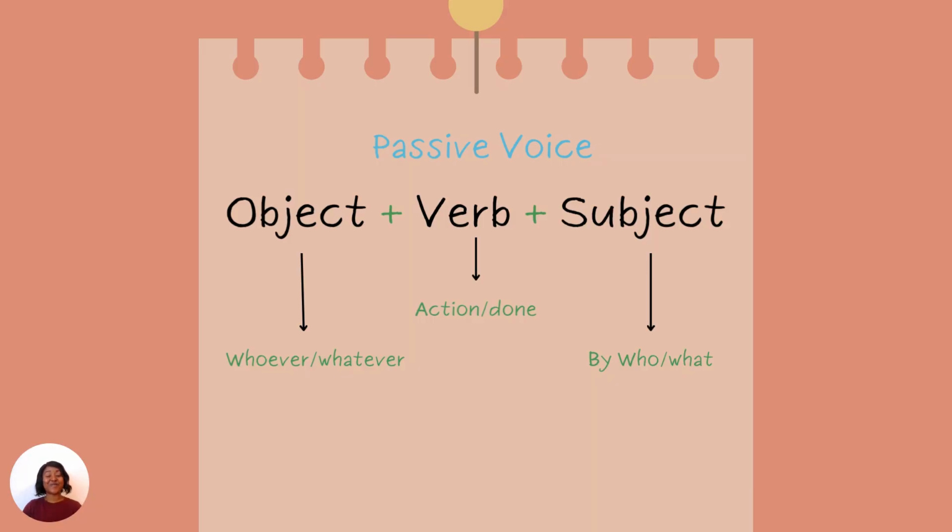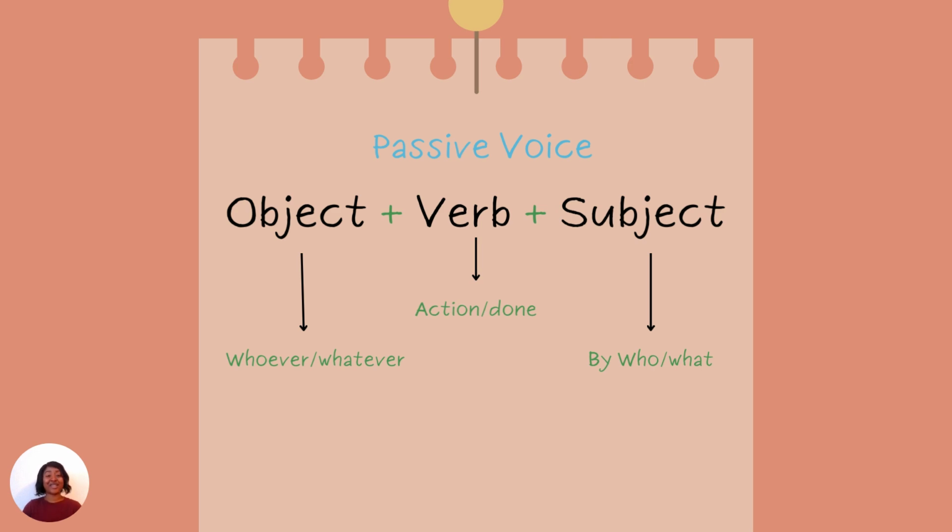All right, let's go back to our grammar lesson. So now we have the passive voice. The passive voice switches the object and the subject. So in the active voice, we had subject, verb, object. In the passive voice, it is object, verb, subject. So whoever or whatever is having an action done to them by who or what.